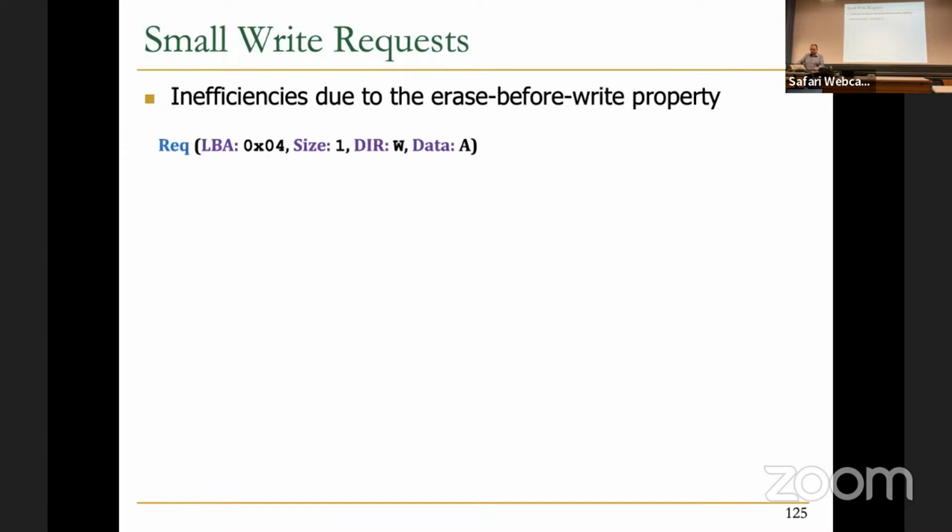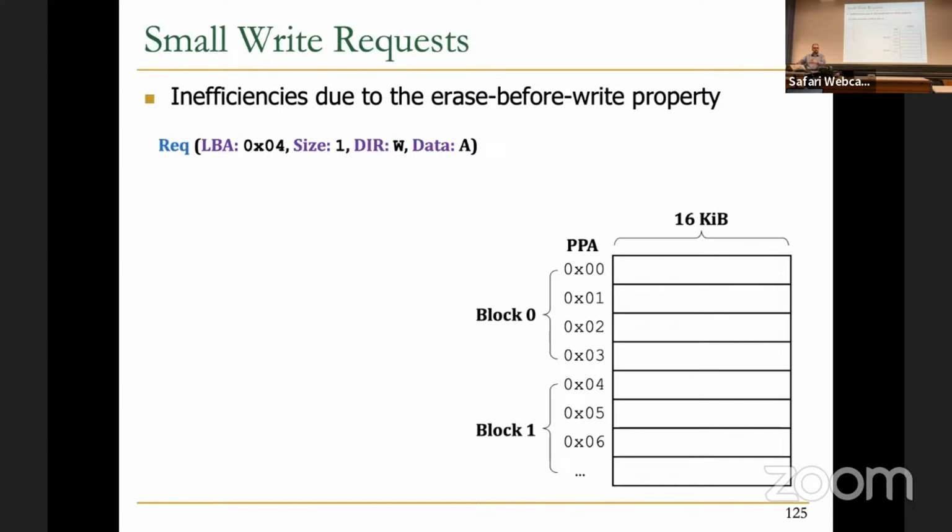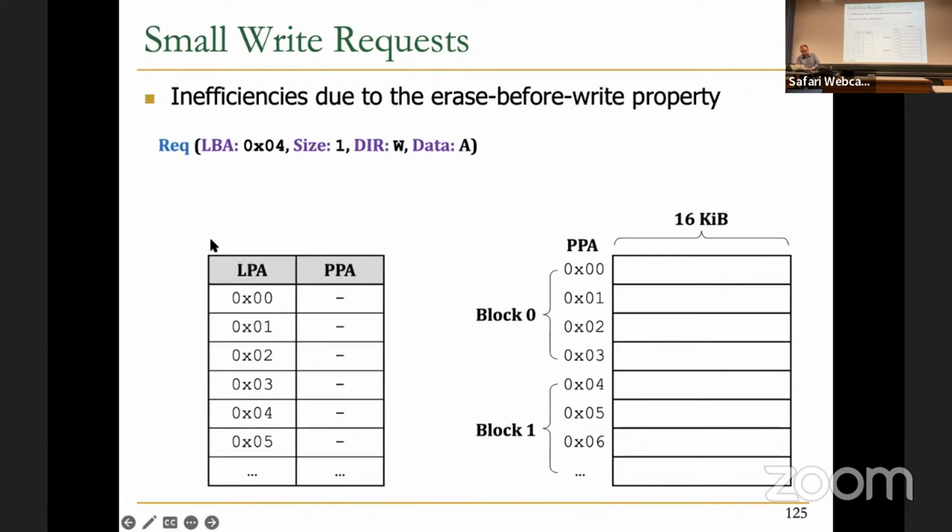So let's walk through it with an example. Okay, so we have inefficiency due to the erase-before-write property, right? This is a request: logical block address 4, size is 1, direction is write, and the data that we want to write is A. And this is also your logical page address to physical page address mapping.